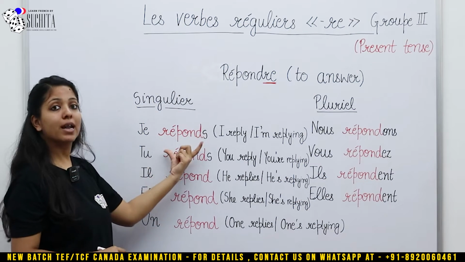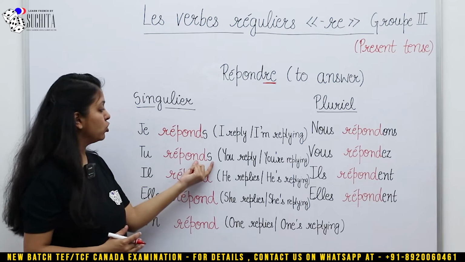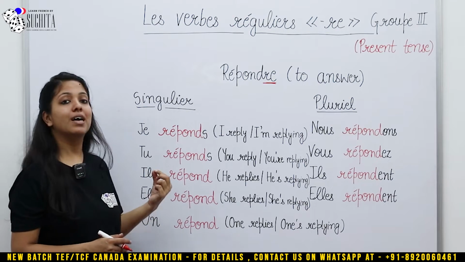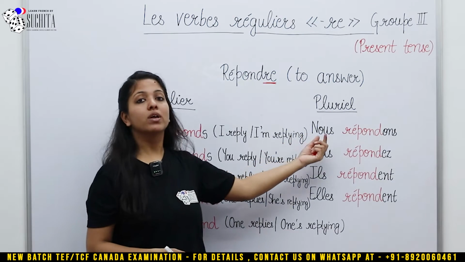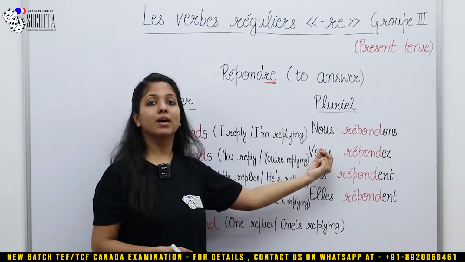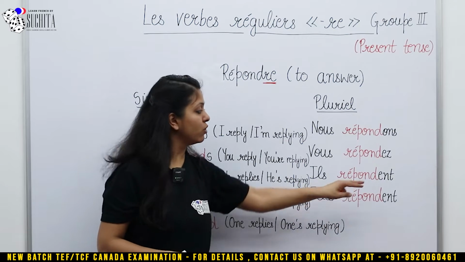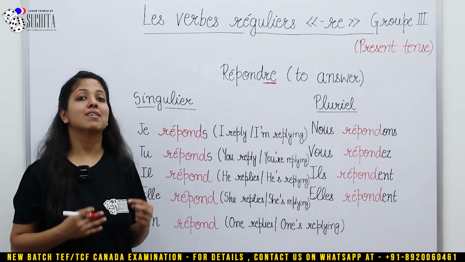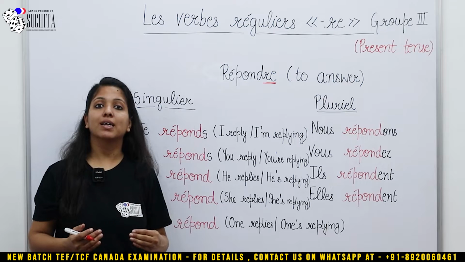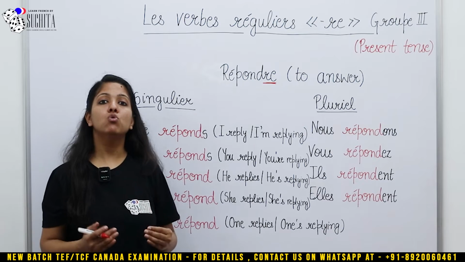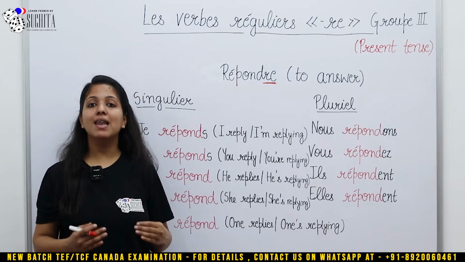Now the pronunciation. Je réponds, tu réponds. You do not pronounce this D and S, no. Il répond, elle répond, on répond. Nous répondons. Vous répondez. Ils répondent. Elles répondent. You have to pronounce till D. Okay? I repeat. Je réponds. Tu réponds. Il répond. Elle répond. On répond. Nous répondons. Vous répondez. Ils répondent. Et elles répondent.